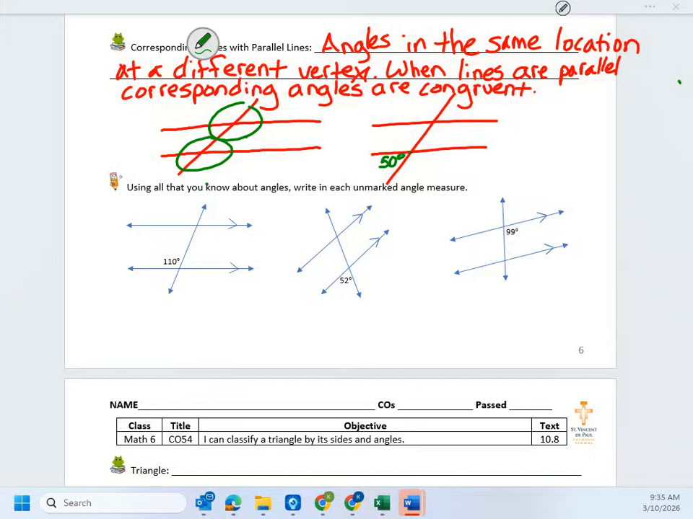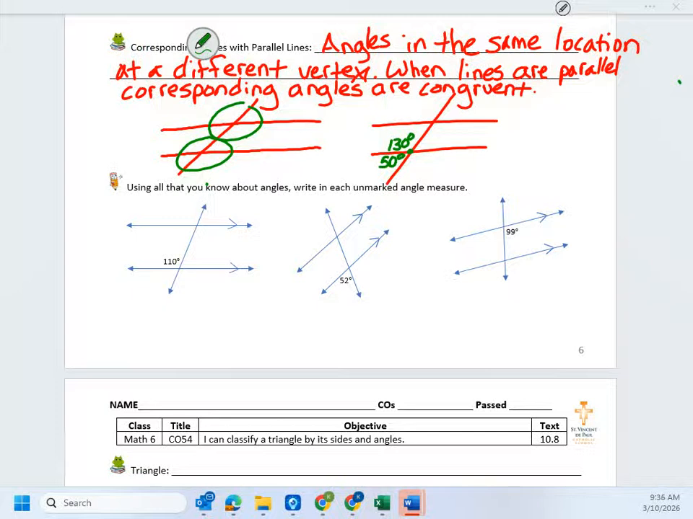Who can tell me what another angle measurement is at that vertex, knowing what we know about vertical angles and supplemental angles? Rhoda? 130 degrees. Yeah, so 180 minus 50 is 130 degrees. They are supplemental angles.